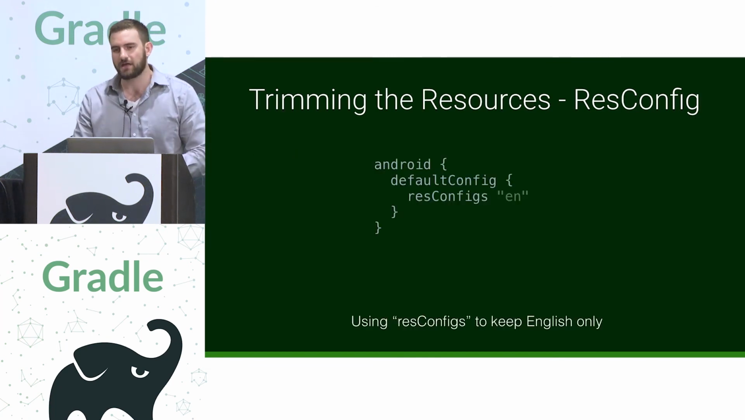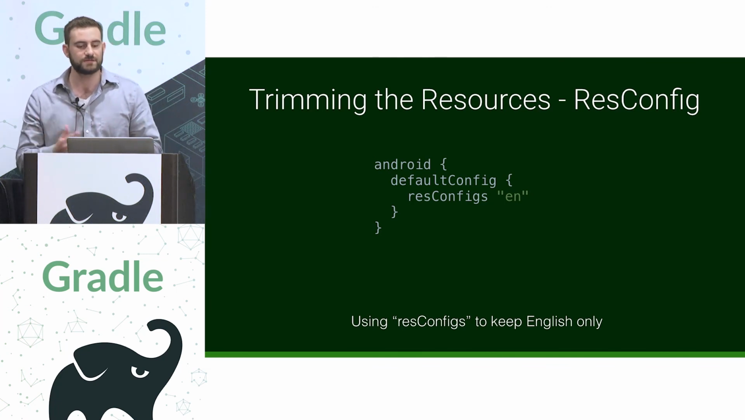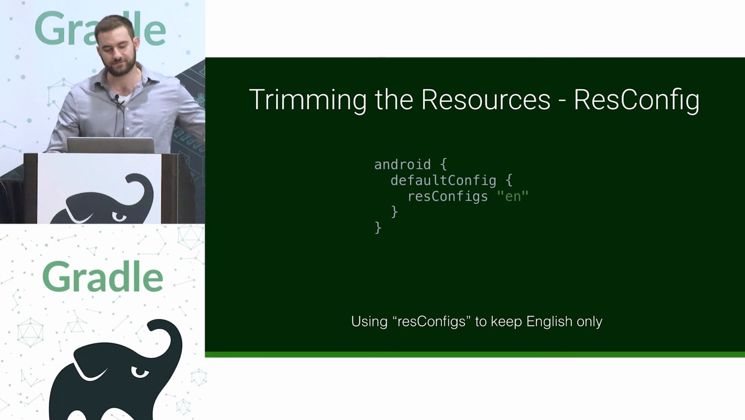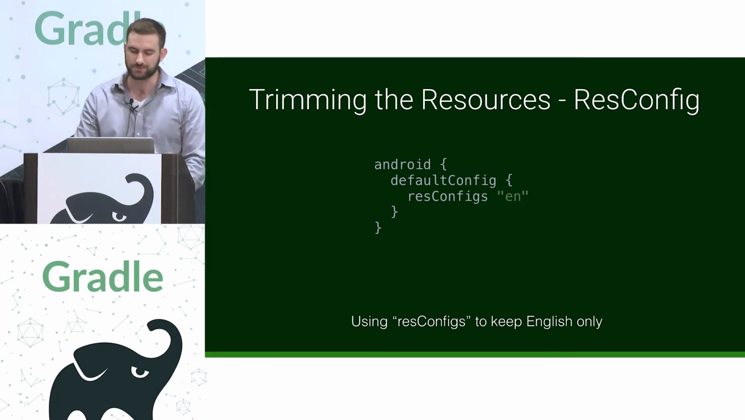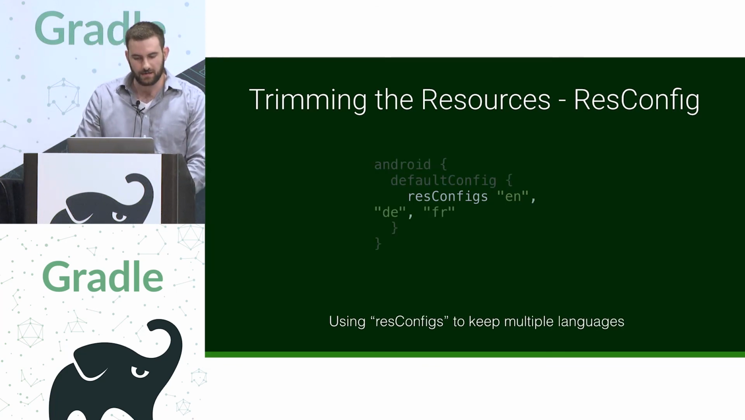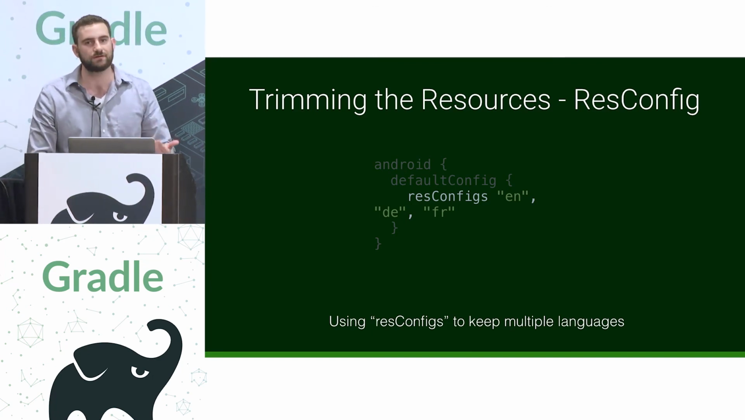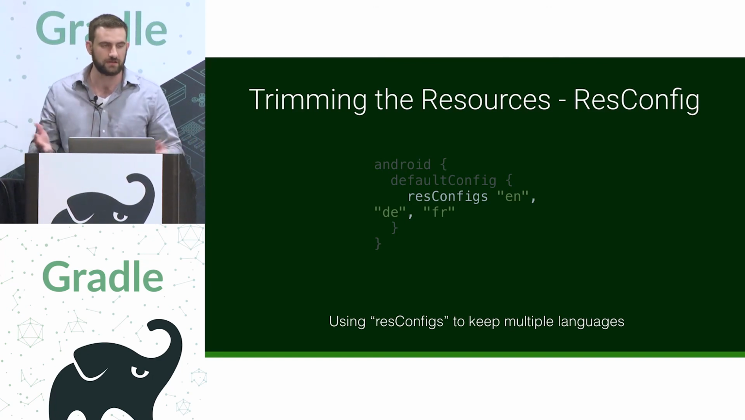So say we have multiple AARs that bring in different localizations. Here we can strip out and force out any language and only keep English in this example. But luckily, it's a list and takes multiple strings. And we can specify English, German, and French. And we can specify any kind of configuration that we want to keep. And this is really helpful, especially if you're bringing in different AARs that are third-party and support multiple localizations, but you don't want to bring in all those other localizations.